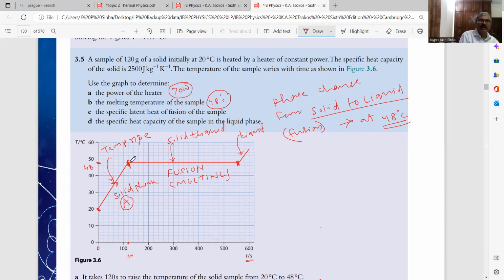Whatever heat energy or electrical energy is being supplied is totally utilized for converting this 120 gram of solid into liquid. For this period, from 120 to 560, during this period there is only change in phase, no change in temperature. So when there is a phase change, we'll use the concept of latent heat of fusion.